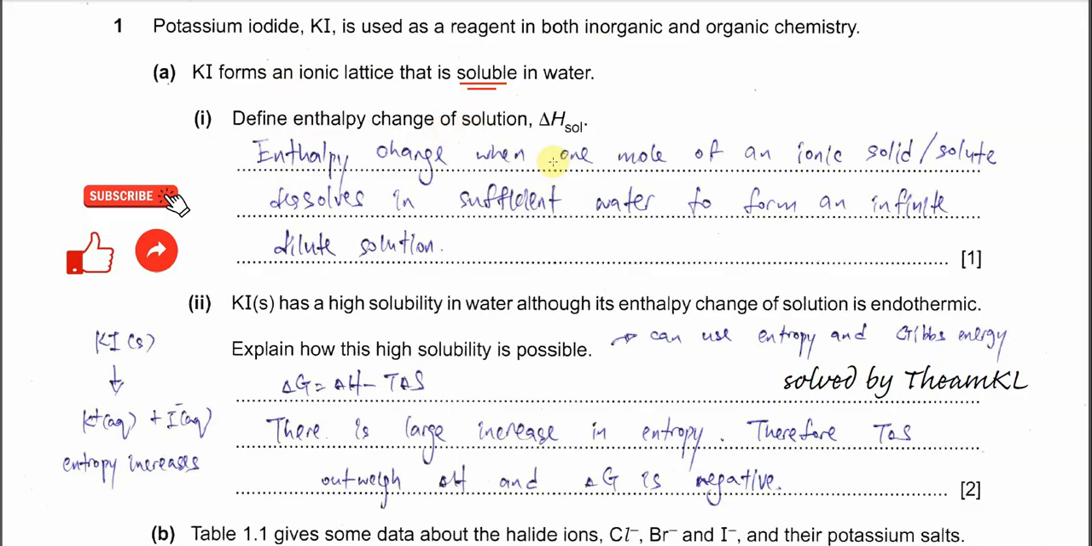Okay, so first we need to put 1 mole of ionic solid in water and dissolve it. And it must dissolve in a sufficient amount of water, and therefore it will form an infinite dilute solution. We need to make sure all the solids dissolved, then the energies that are released or absorbed can be measured.